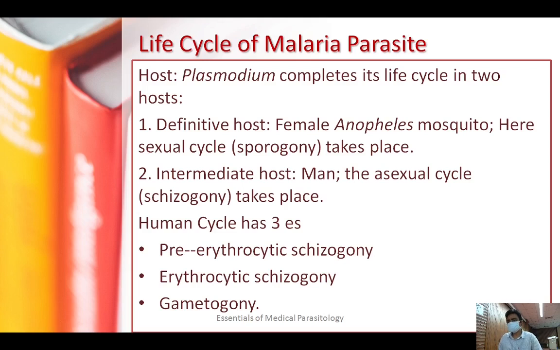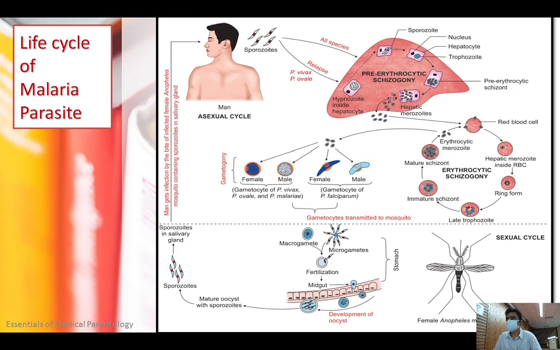Then gametogony occurs. That gametogony is a kind of exoerythrocytic phase, because it occurs outside the RBC. So this is the life cycle in a nutshell.